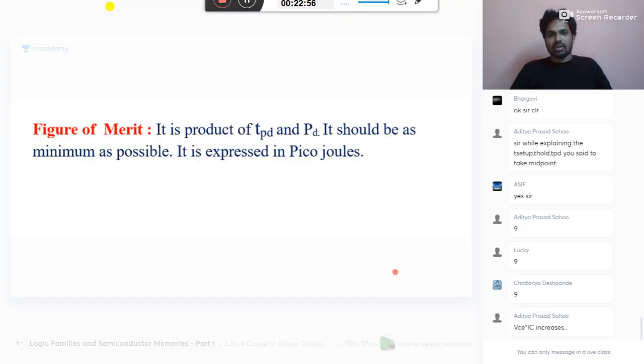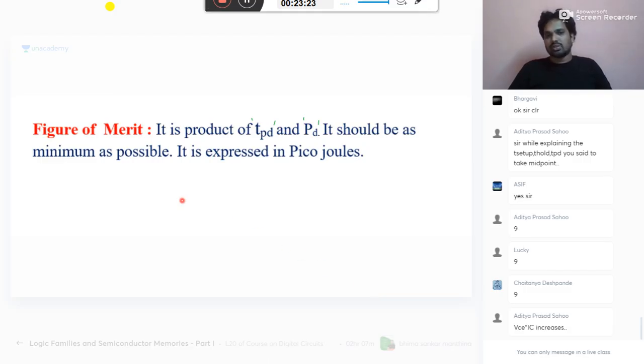Next, figure of merit. Please listen. As the name indicates merit, you may think it should be high. No, it should also be as low as possible. Let's read. It is the product of TPD and PD, the product of propagation delay and power dissipation. It should be as minimum as possible.